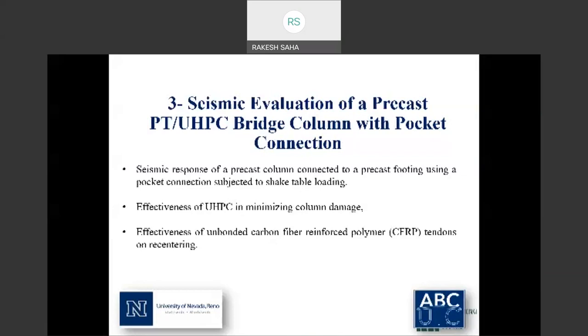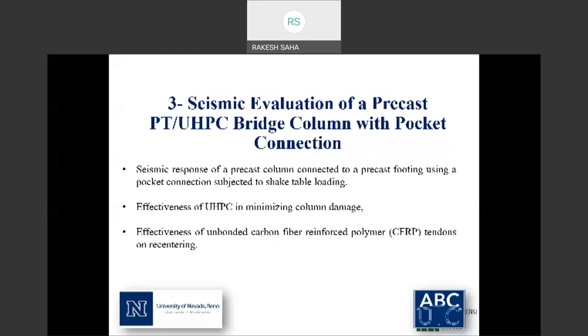This is about seismic evaluation of the precast column that used UHPC in the plastic hinge. So in the previous one that I talked about, we used conventional concrete, but this one we use UHPC in the plastic hinge, as well as CFRP. Now, the idea here is to evaluate this and also see if you can reduce the plastic hinge damage so the bridge can be left in service after the major earthquake.